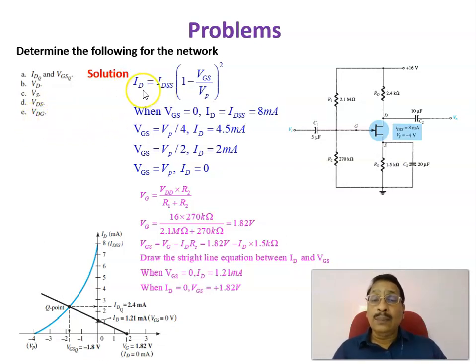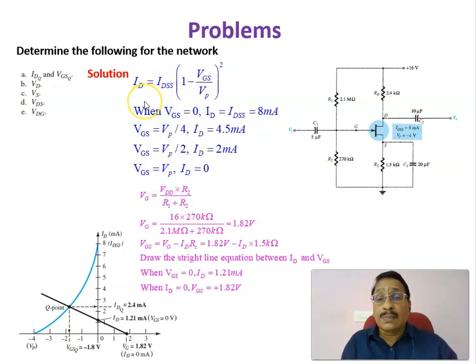Let us see the first one. As per the Shockley equation, as you know, ID equals IDSS into 1 minus VGS divided by VP, whole square. Now in this equation, all you have to do is substitute. This is the Shockley equation. When VGS equals 0, what is the ID? As per the Shockley equation, drain current ID equals IDSS into 1 minus VGS divided by VP, whole square. The pinch off voltage is given as minus 4 volt, and IDSS is given as 8 milliamperes.